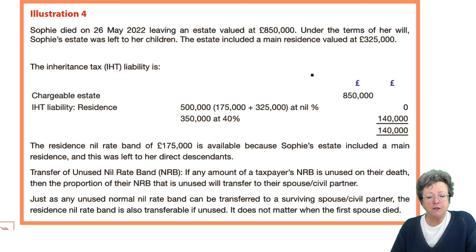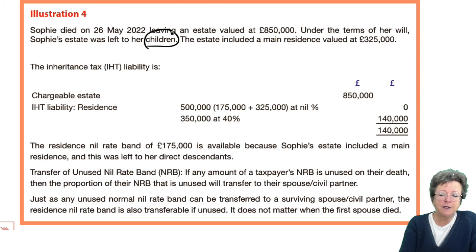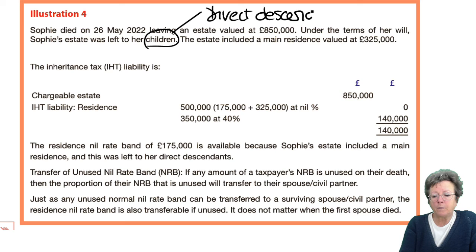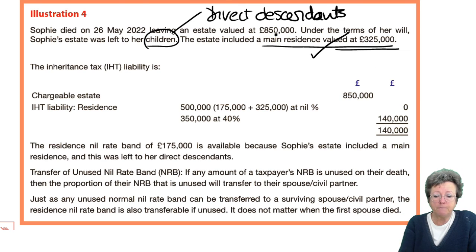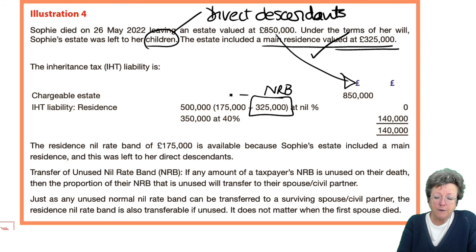Sophie died in May 2022. She left an estate valued at £850,000. Under the terms of her will, her estate was left to her children. Now, these are direct descendants. Main residence, there's one there, which means that we can have this extra nil rate band. We have an estate from the question, 850. We have the residence is, there's one nil rate band. There's the other nil rate band.